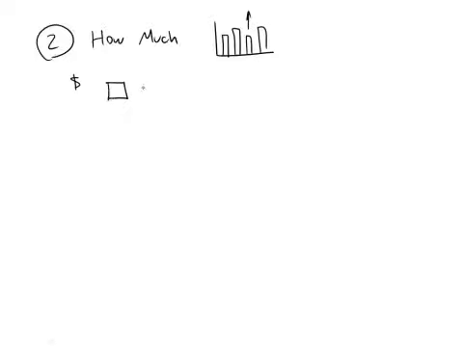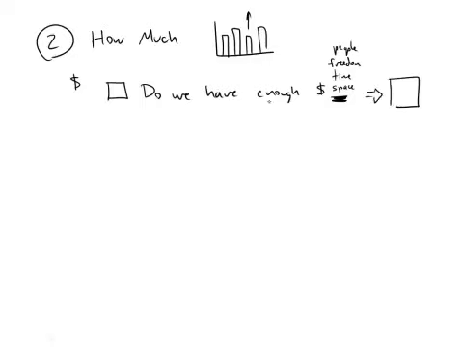Problem type number 2, how much problems. We're going to typically represent these with a chart. These are problems that typically have to do with things like money. Do we have enough money, or whatever it might be, time, space, freedom, people, in order to achieve what we want? Do we have enough?